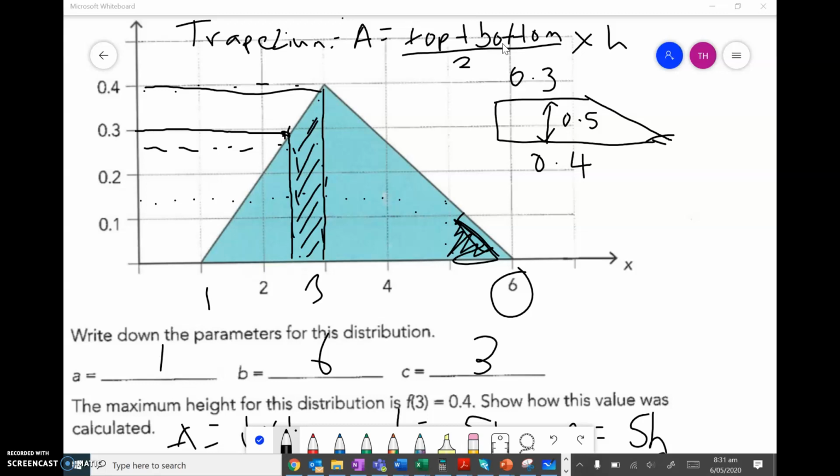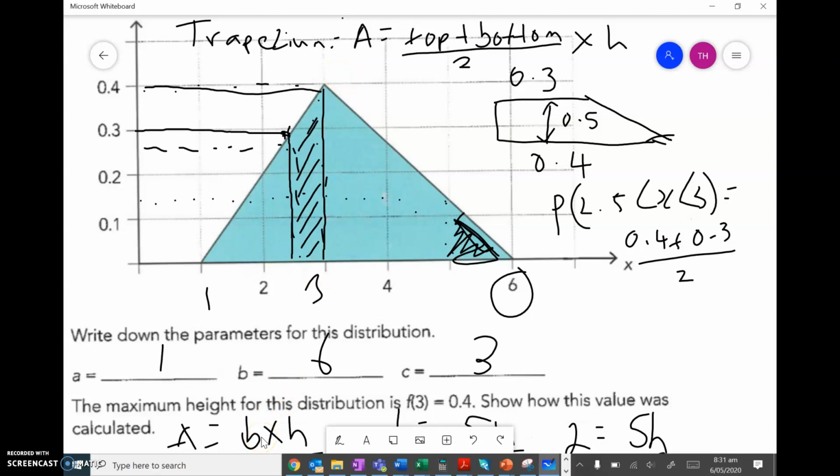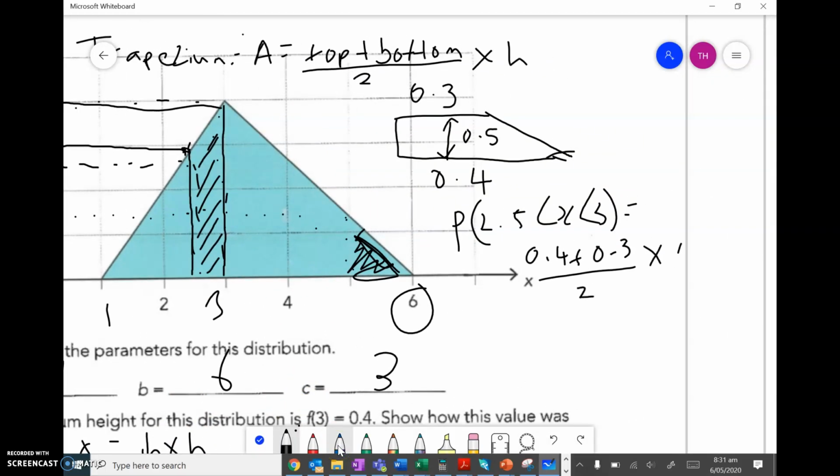So to work out the probability that it's, question's down there, but I'm going to do it here. Probability that x is between 2.5 and 3 is going to be the area of this trapezium. So that is 0.4 plus 0.3 over 2 times 0.5. So that is 0.35. I did this in my head before. So it's half of 0.35, which is 0.175.